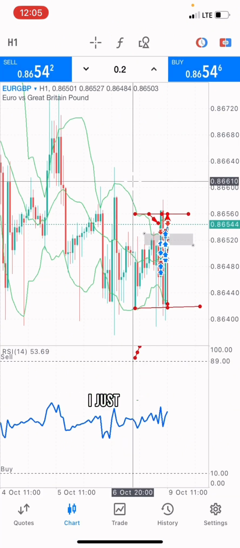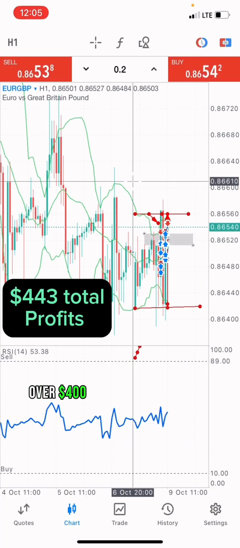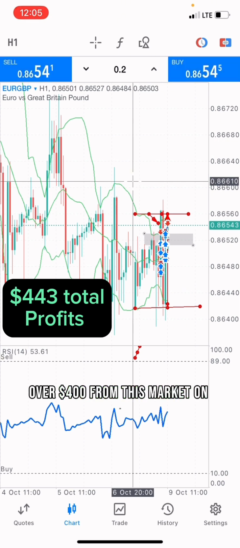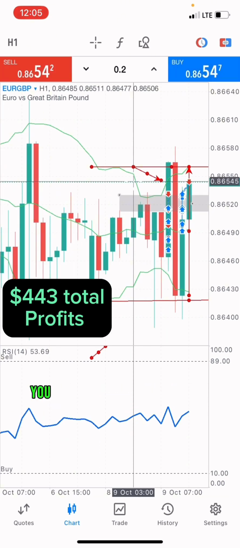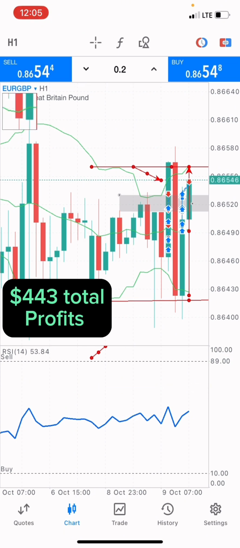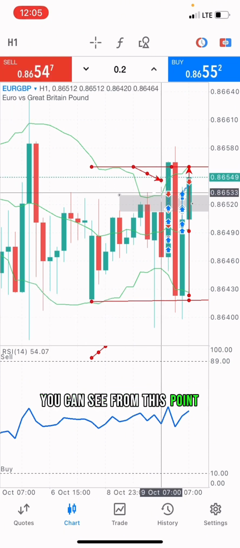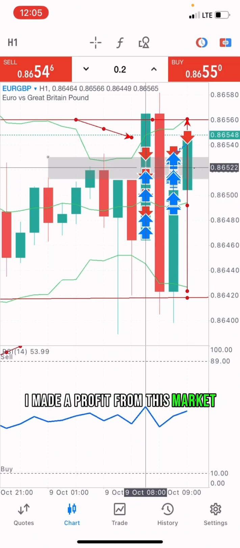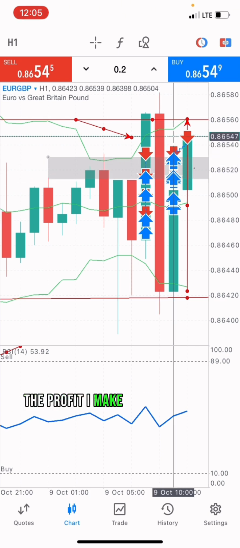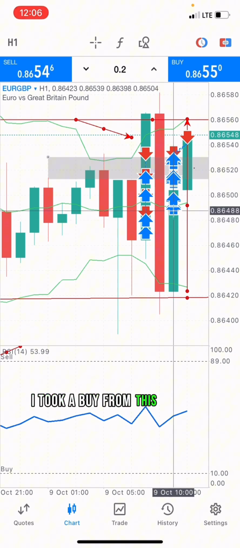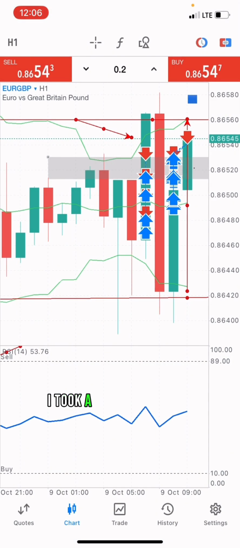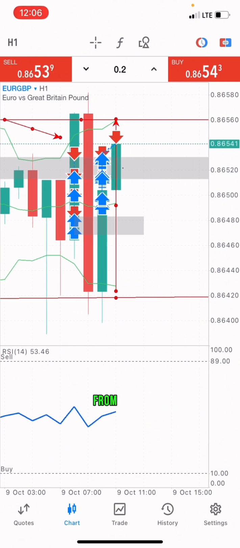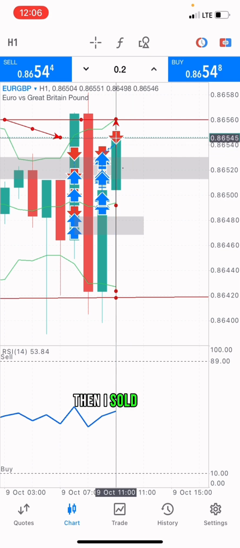So guys, I just made over $400 from this market on euro versus GBP. You can see that's the profit I made from this trade. From this point I made a profit from here. In this video the profit I made was from this market. From this trade I took a buy from this position. I took a buy at this point. This was my order block. From here then I sold here.